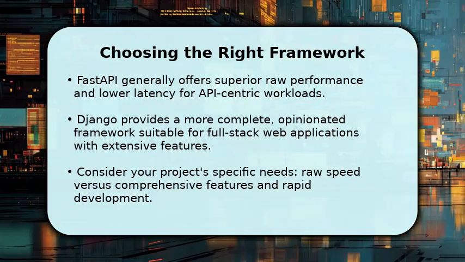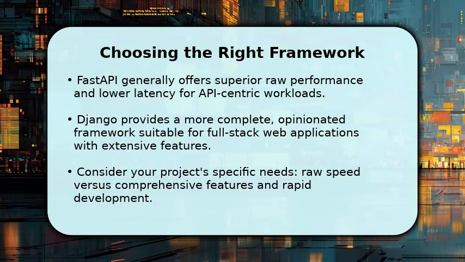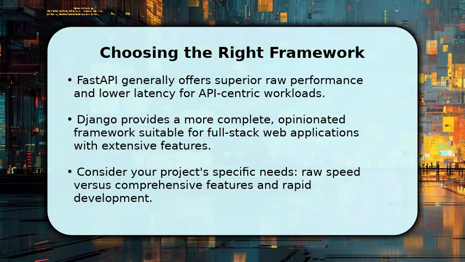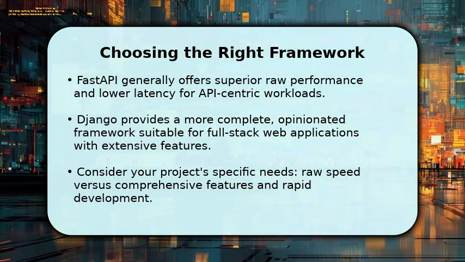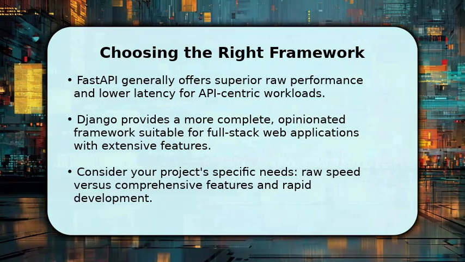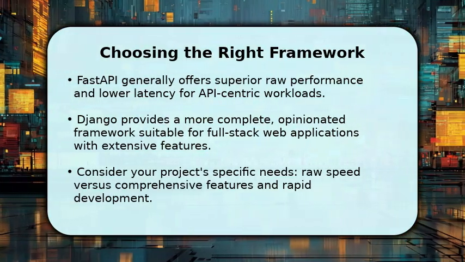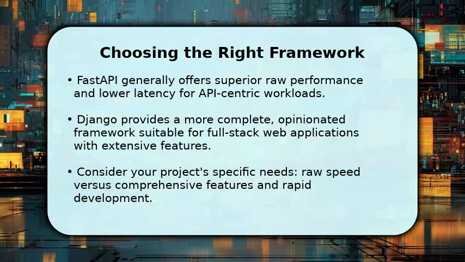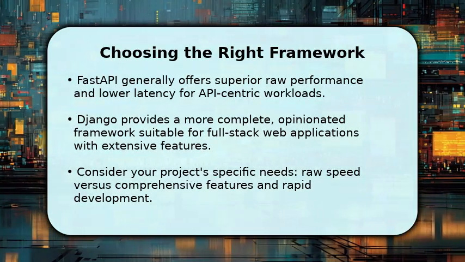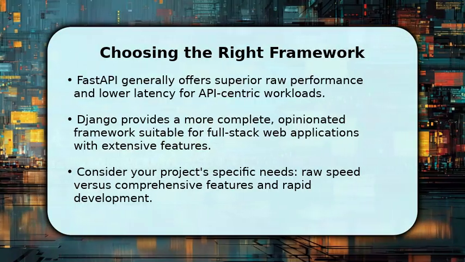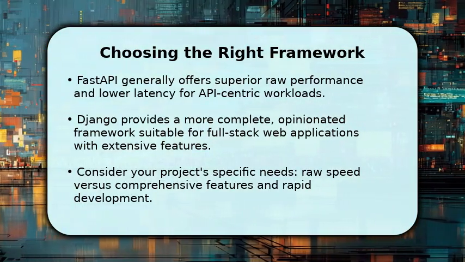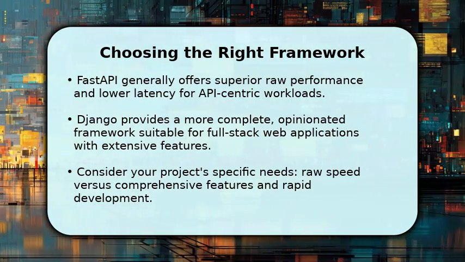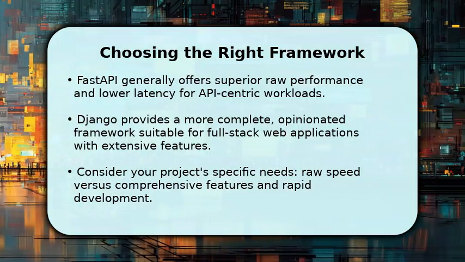In summary, for raw performance and high throughput, especially with API-driven services, FastAPI often takes the lead, processing significantly more requests per second with lower latency. However, Django offers a more comprehensive, batteries-included experience, ideal for larger, feature-rich web applications where development speed and a robust ecosystem are key. Your choice should align with your project's core requirements. Prioritize extreme speed and efficiency with FastAPI, or opt for Django's extensive features and rapid full-stack development. Both are powerful tools.